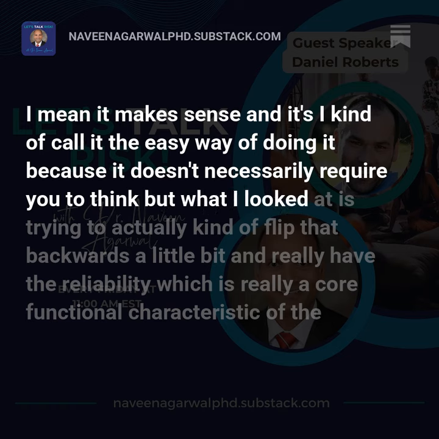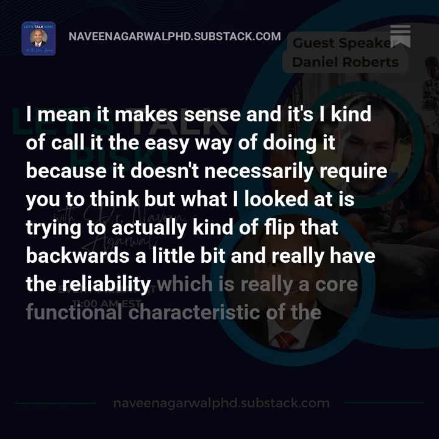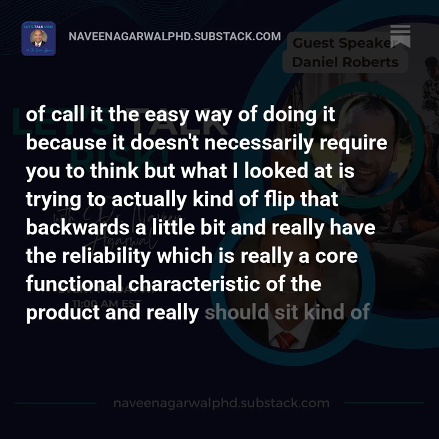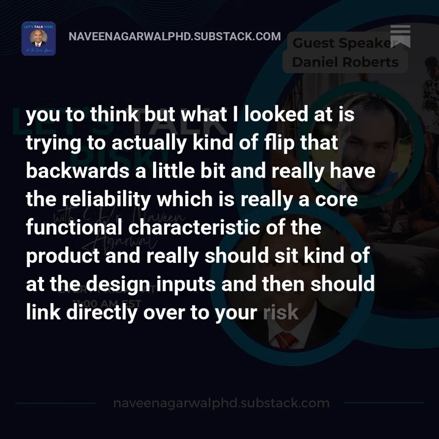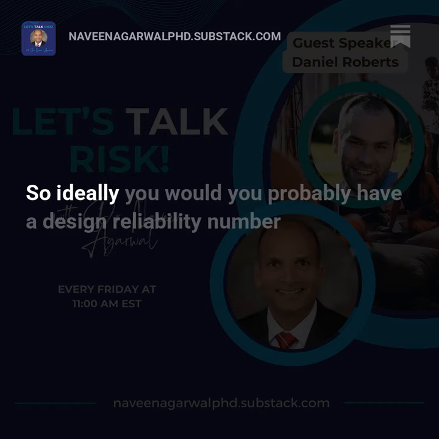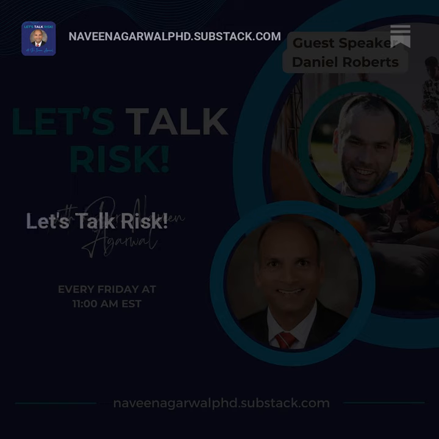But what I looked at is trying to actually flip that backwards a little bit, and really have the reliability, which is really a core functional characteristic of the product, sit at the design inputs and then link directly over to your risk analysis. So ideally, you probably have a design reliability number as part of your design inputs, and then that number should directly come out within your DFMEA as well, because that's really a core function of how well the device functions and what it can do.